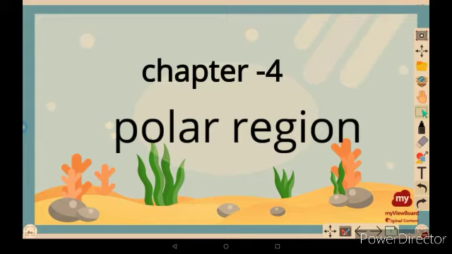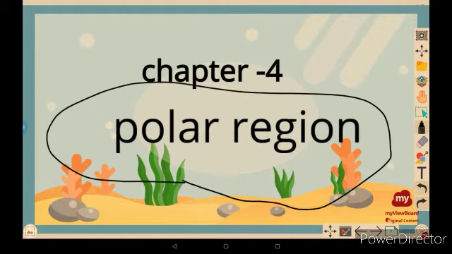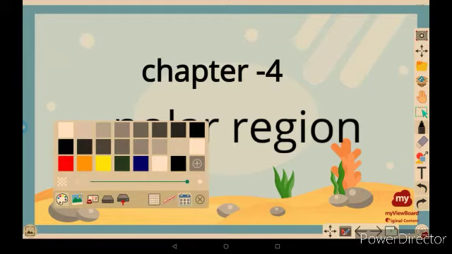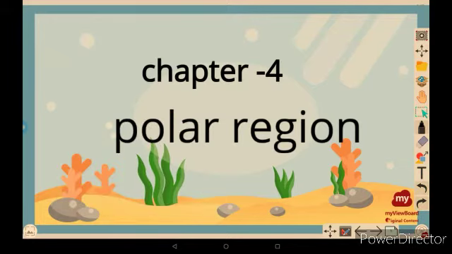So what is the polar region now? The polar region is the coolest place. Where is it located? The polar region is located near the poles of the earth, near the north pole and the south pole of the earth. In this chapter we are going to conclude about this polar region. So we are going to conclude it. Let's go.